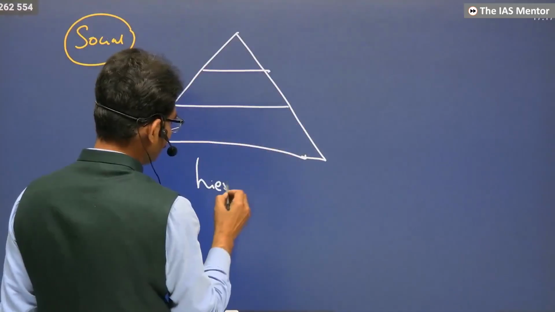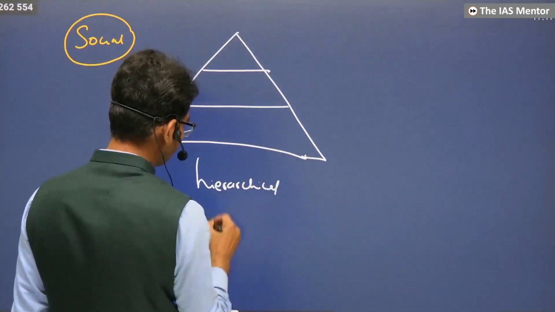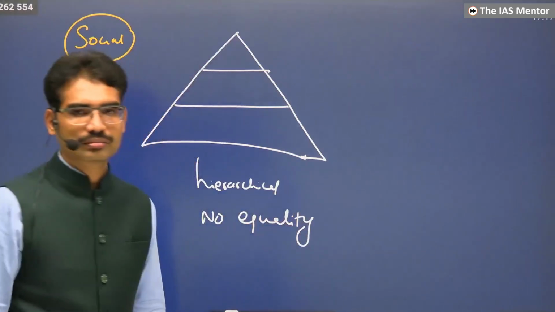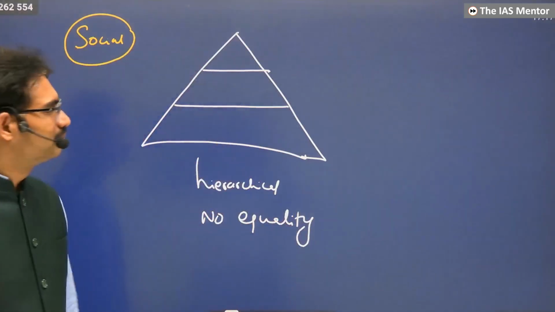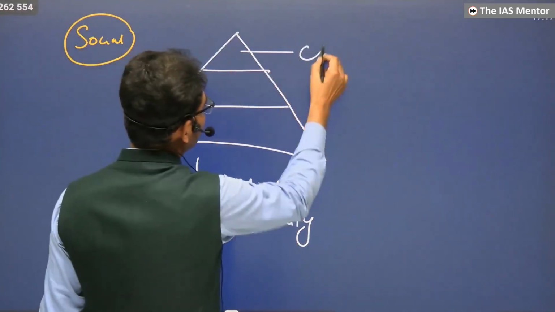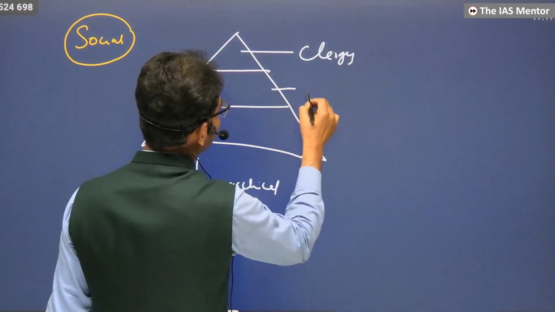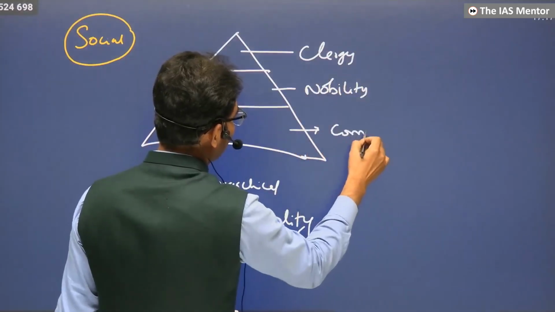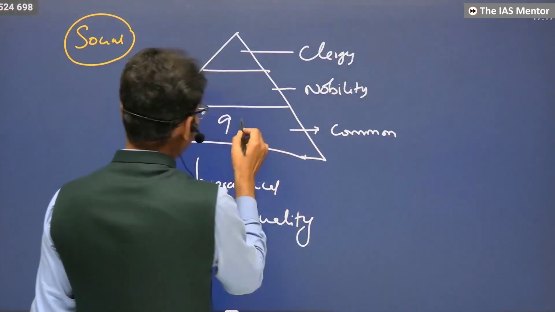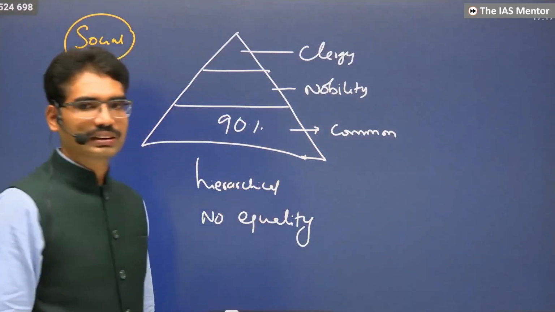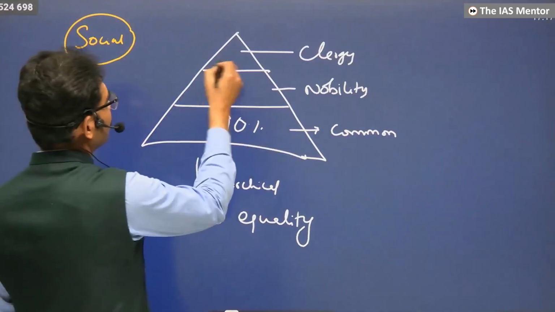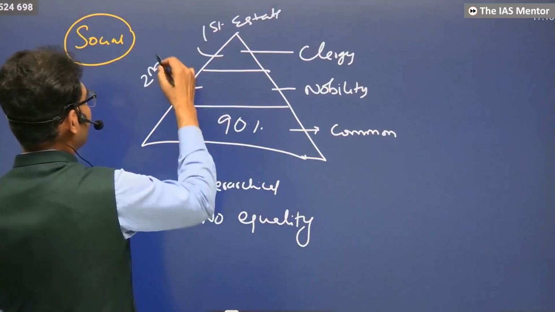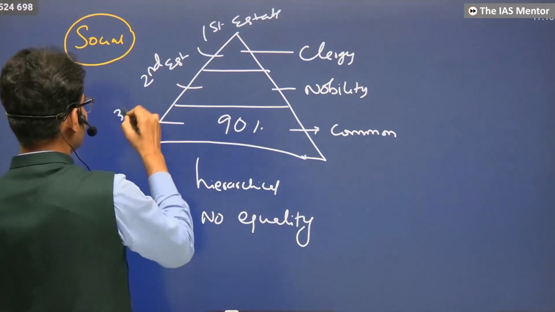Hierarchical, no equality, hierarchical. This is known as clergy. This is known as nobility. This is known as common people. 90% of the people, more than 90%, this section, this is known as first estate. This is known as second estate. This is known as third estate.